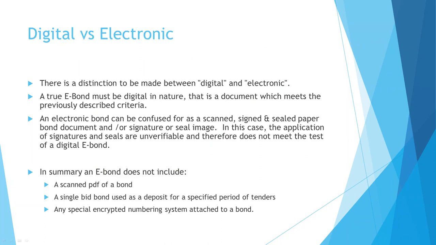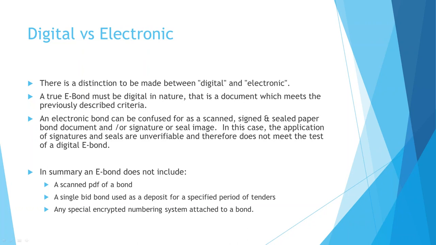Thank you, Steve. The next point we need to cover is, okay, so what's the difference between a digital and an electronic bond? For most people, the terms are interchangeable, but in order for the definition to be a little bit clearer, we need to clarify that there is a difference between the two. A digital bond implies that it is verifiable. There is a little bit of a code in there that allows the document to be verified for its authenticity, for its content and the validity of the document.